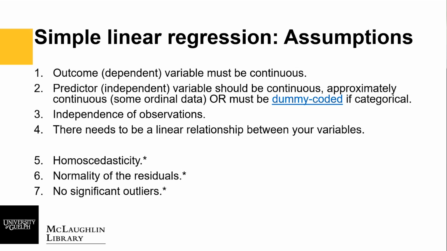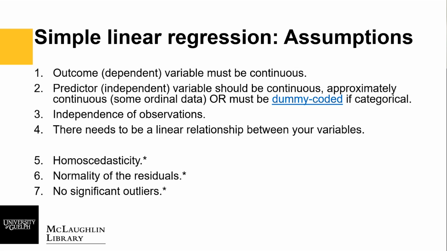And then our last 3 assumptions all have little stars, which means we do the regression first, and then we check these after we've built our regression model. So our 5th assumption is homoscedasticity, $5 word. Our 6th assumption is normality of the residuals. And our 7th assumption is no significant outliers in the residuals.